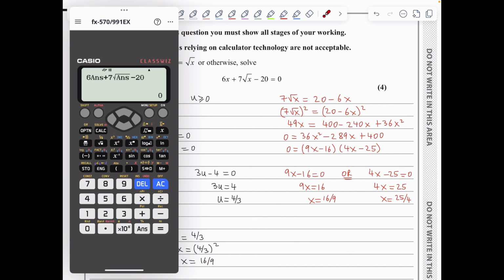Let's try 25/4. So I'm going to do 25/4. I press the equal sign. I've stored it on my answer key. I'm going to press the up button to get the previous expression. I press the equal sign, and this will evaluate this with the new answer key holding the value of 25/4. I get an answer of 35, which is not 0. So I have to say reject here. It's not valid. And therefore, all in all, we conclude that the only solution to the given equation is x being 16/9.